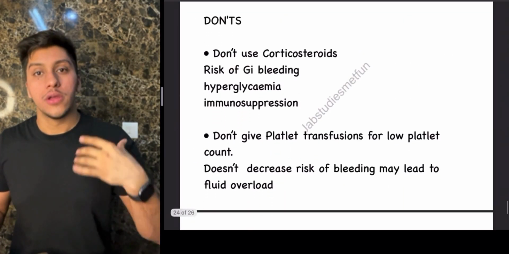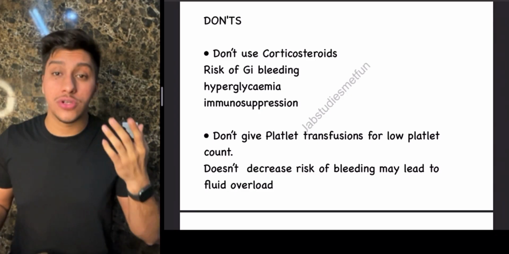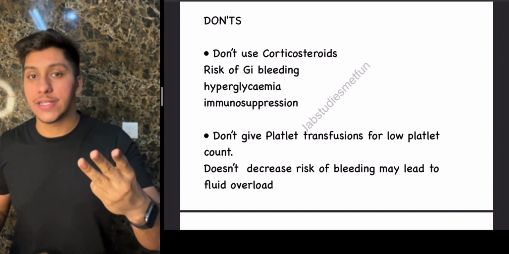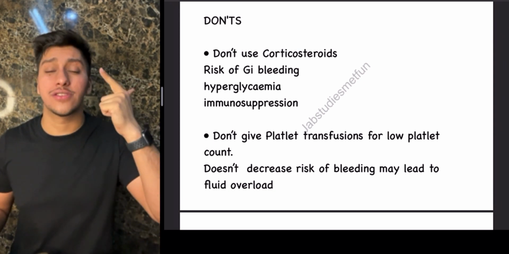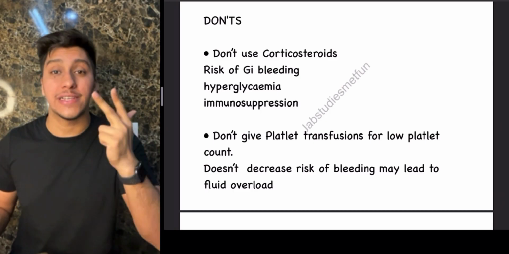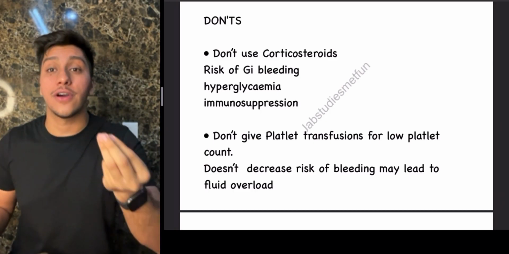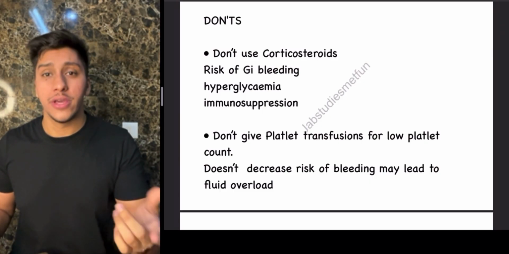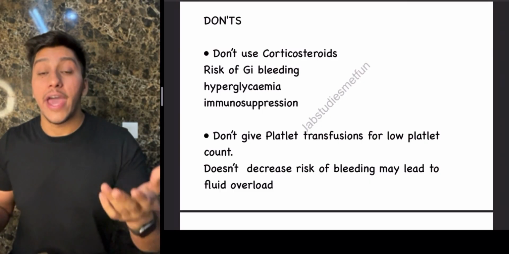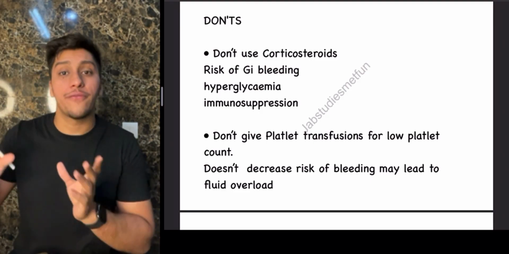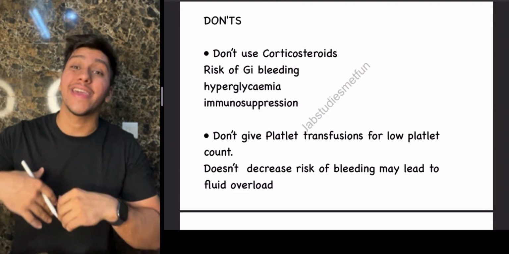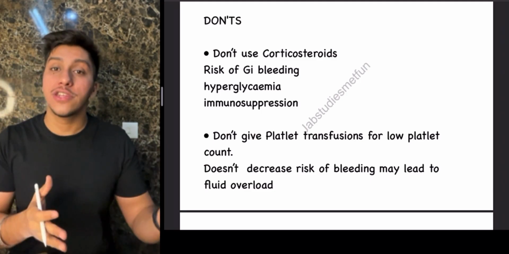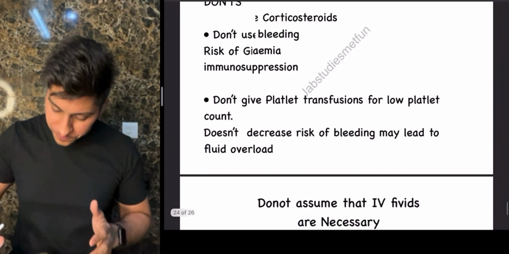What are the don'ts? In case of viral infection, many times you see people giving corticosteroids. You should not give corticosteroids in case of dengue. Why? Increased risk of infection, increased risk of immunosuppression, increased risk of hyperglycemia because of the cortisol, and increased risk of GI bleeding. Don't give platelet transfusion for low platelets, as we already told. It may not decrease the risk of bleeding, and furthermore, the platelets which you're giving in a fluid manner can further cause fluid overload, again third space fluid loss, again ascites and pleural effusion. What is better? Either you give packed RBC or whole blood.